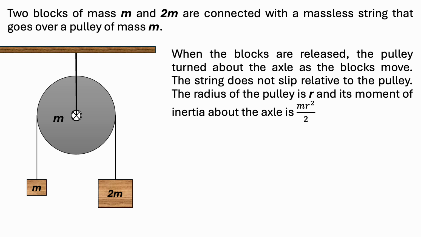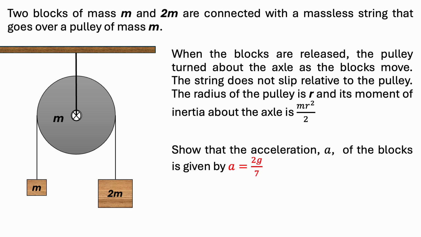The radius of the pulley is r and the moment of inertia of the wheel, the big grey wheel there, is half mr squared. What the question wants you to solve is: show that the acceleration a of the blocks is given by 2g over 7. Very difficult problem.